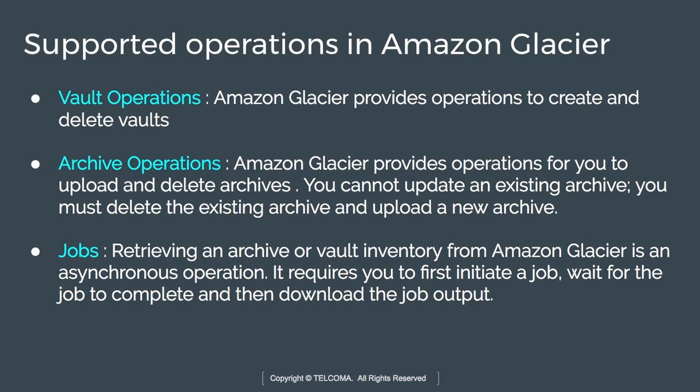Then we have the next operation, which is jobs. That means whenever we need to retrieve an archive or we want to retrieve a vault inventory from Amazon Glacier, we need to perform a job because it is an asynchronous operation. So first we need to initiate a job, then we need to wait so that the job will be completed, and after that we can download the job output.